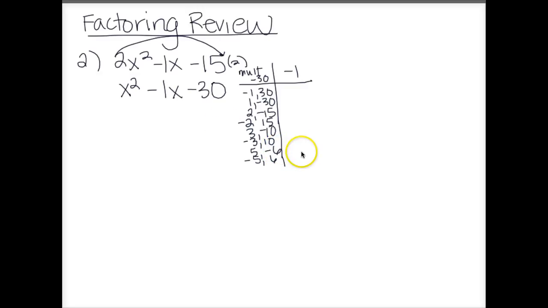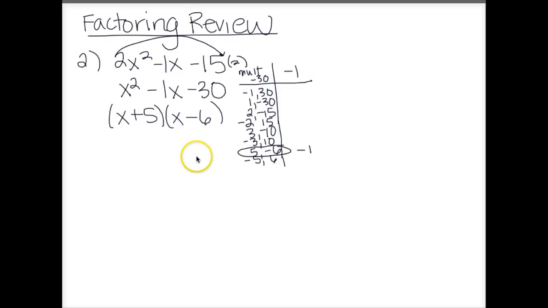So my winning factors here, the ones that add to negative 1, are down here. 5 and negative 6 do add to negative 1. None of the others do. So that means x plus 5 times x minus 6. All right, so slide step is done.